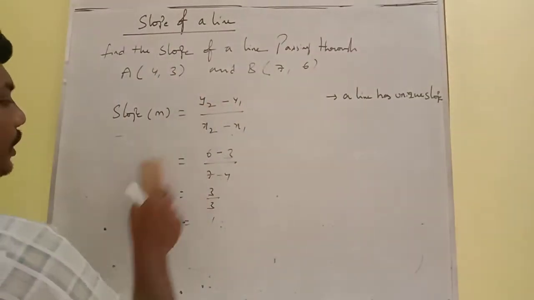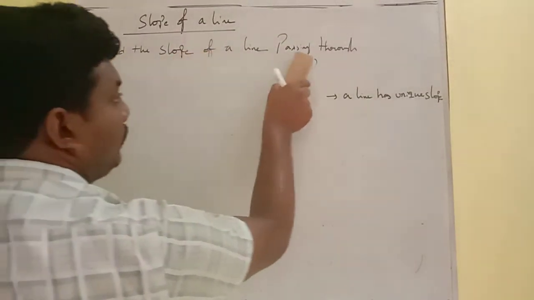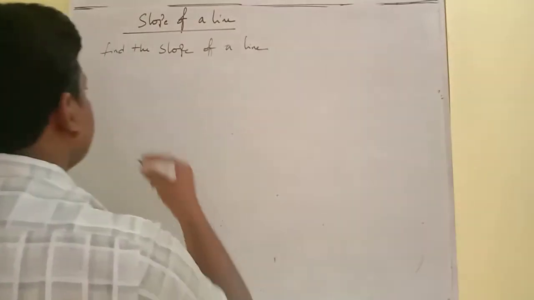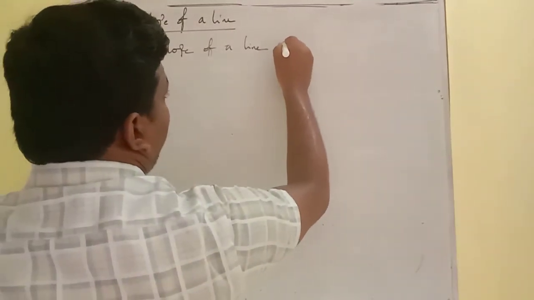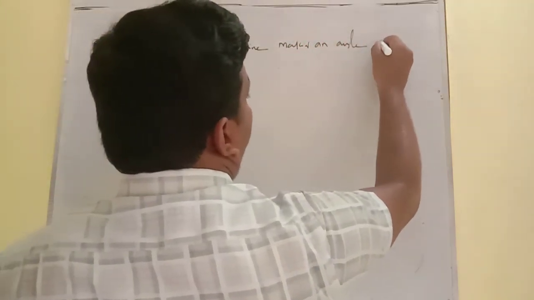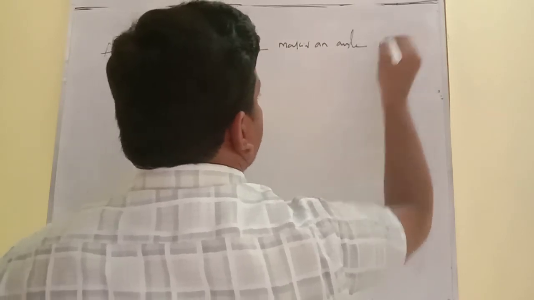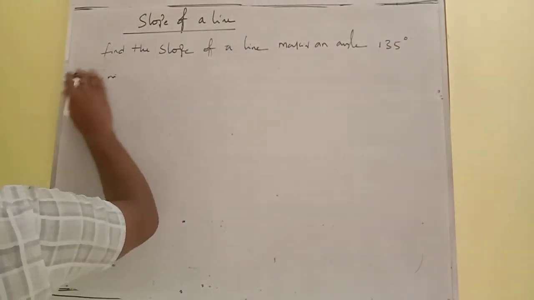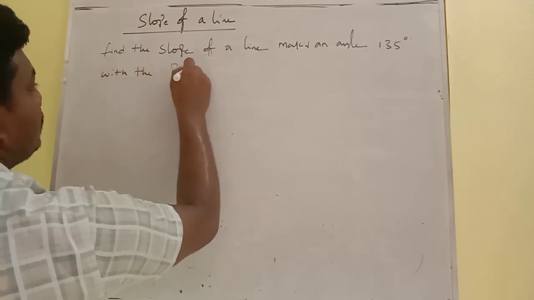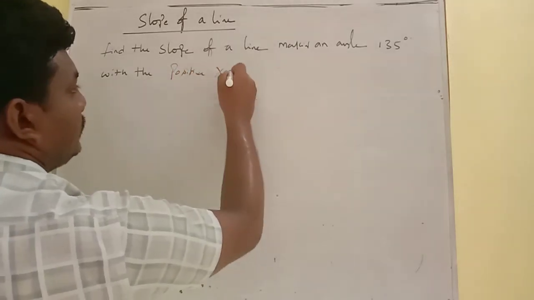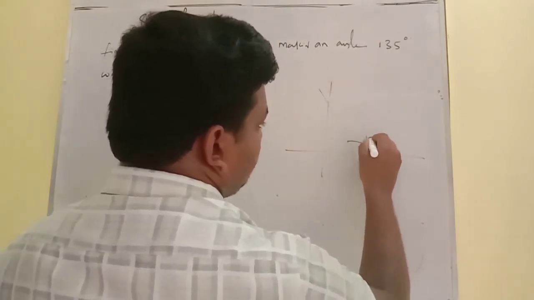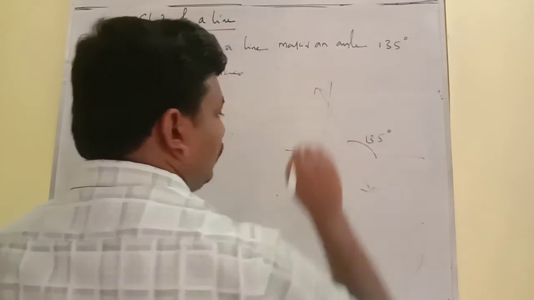Another way: find the slope of a line which is making an angle theta with the positive x-axis. Find the slope of a line making an angle of 135 degrees with the positive x-axis. This is what we have to find now.